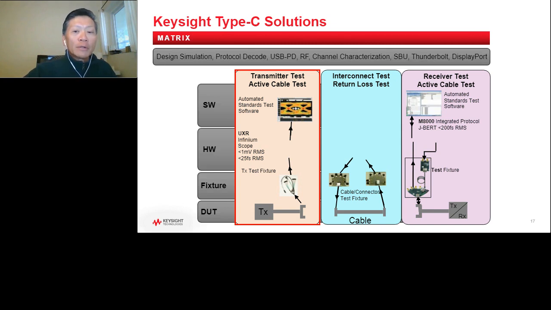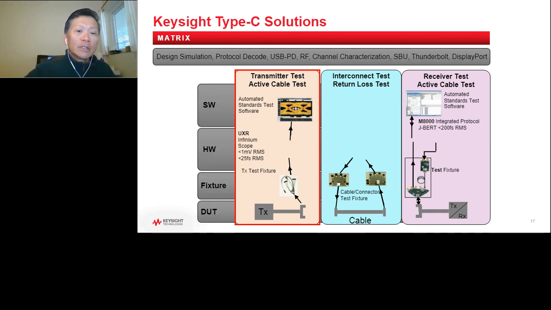On the first column here, transmitter test, you will need the USB4 transmitter test software. The scope we recommend for TX testing is the UXR, and the reason is because all scopes have noise, but the UXR adds less than a millivolt of RMS noise and less than 25 femtoseconds of RMS jitter. You also need a transmitter test fixture that will soon be released by the USB-IF.